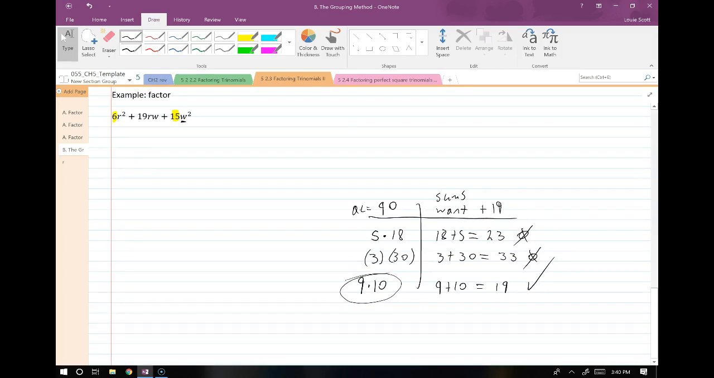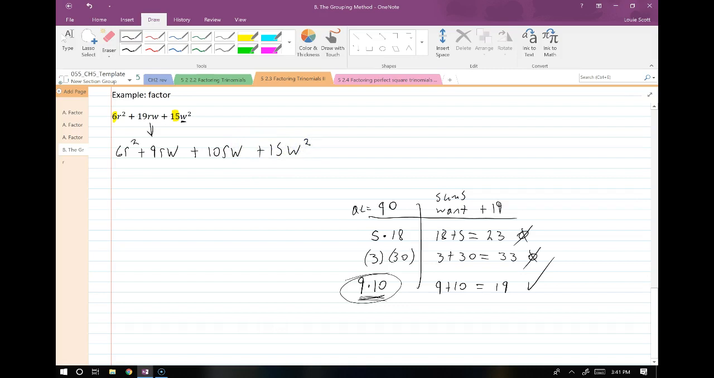All right, so remember this step. This is the one that people forget most frequently. The first term drops straight down, 6r squared. The second term, 19RW, splits into our two factors that we found. So the first one, we're just going to say plus 9RW. The second one, we're going to say plus 10RW. And then the 15W squared just drops straight down.